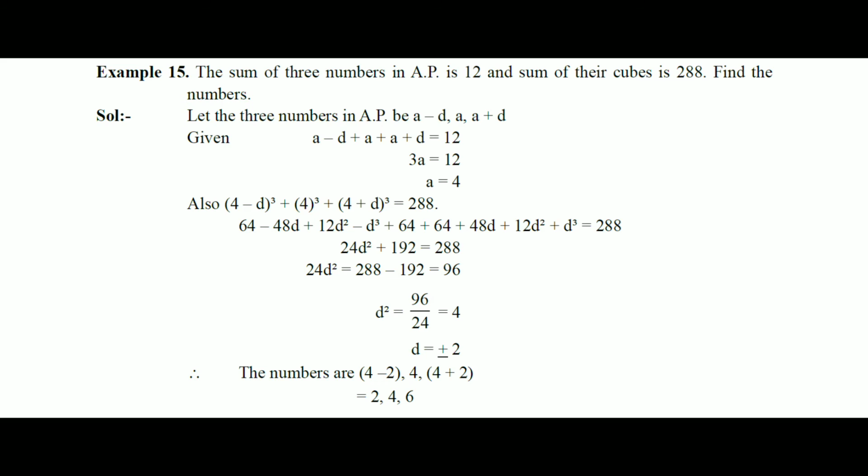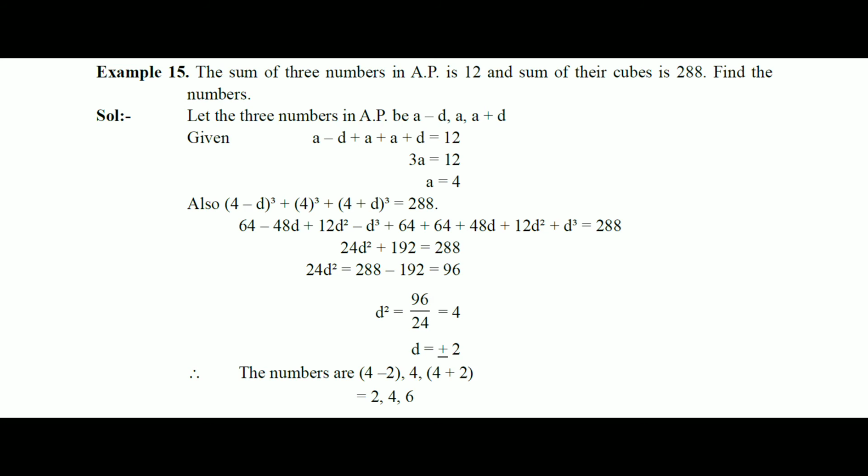We have to suppose the three numbers. Let the three numbers in AP be a minus d, a, a plus d. We have to be careful in the choice of three numbers. It is a minus d, a, a plus d. We check their common difference at each step is d.